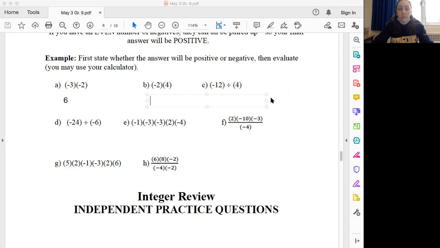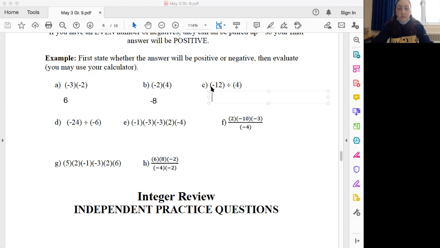If we look at B, for example, that's an odd number. So if there's only 1 negative or there's 3 negatives or 5 negatives, that means that your answer is going to be negative. And then you multiply the numbers. So we only have 1 negative in this one, so our answer is going to obviously be a negative. And then 2 times 4 is 8. So it'll be -8.